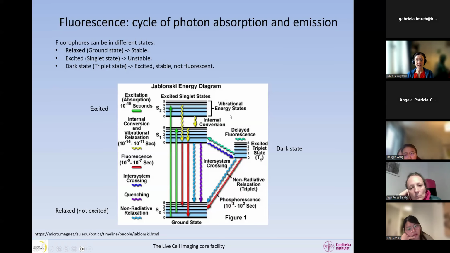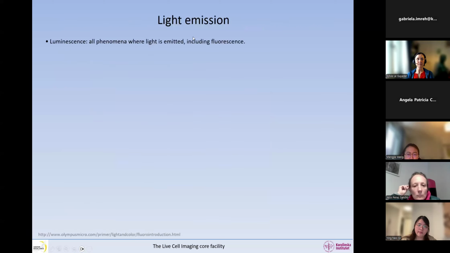And the dark state, also called the triplet state, it's the same thing, is where the fluorophore is excited, but it's stable in that state and does not fluoresce until later, when it does fluoresce. So when the fluorophore is here, it is not fluorescent, it doesn't shine any energy. It just stays there and that is stable.